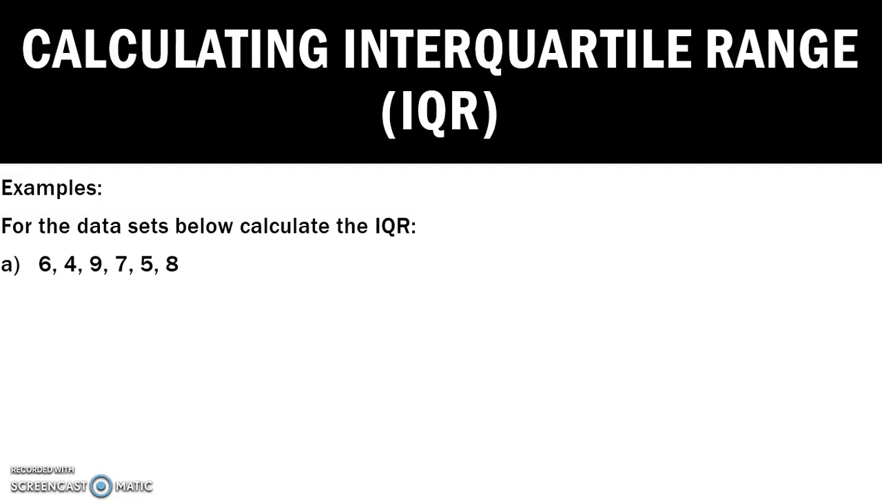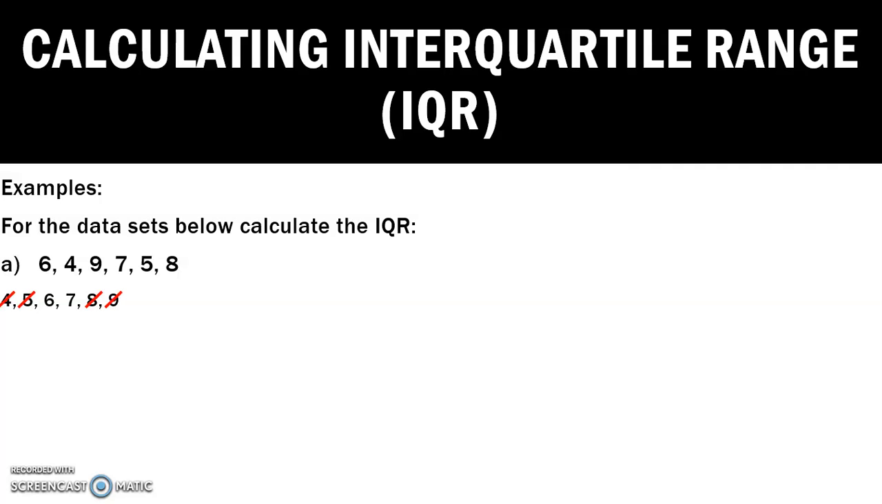For our first data set, we have 6, 4, 9, 7, 5, and 8. Our first step is to write this data set in ascending order, from smallest to largest. So we have 4, 5, 6, 7, 8, 9. What we want to do is find the median. We find the median by crossing out the first score and then the last score, the second score and then the second last score, and then we're left with these two scores in the middle.